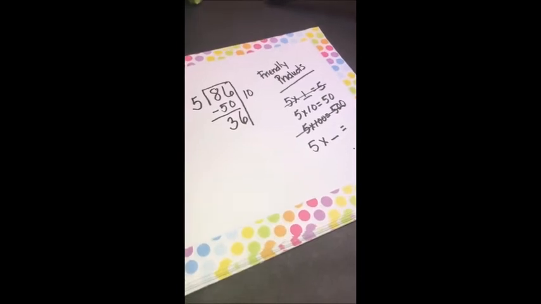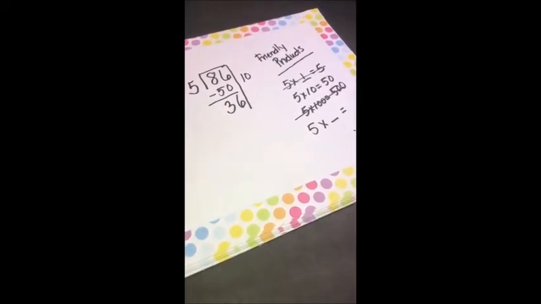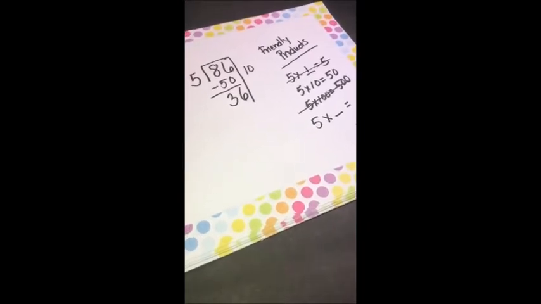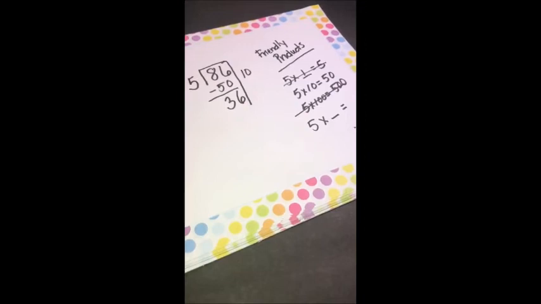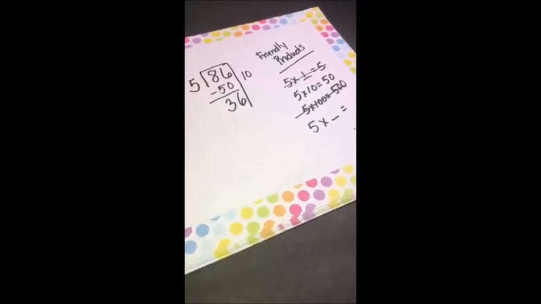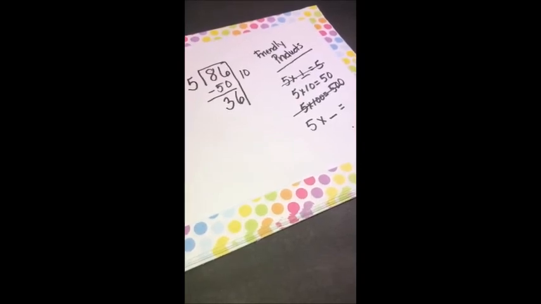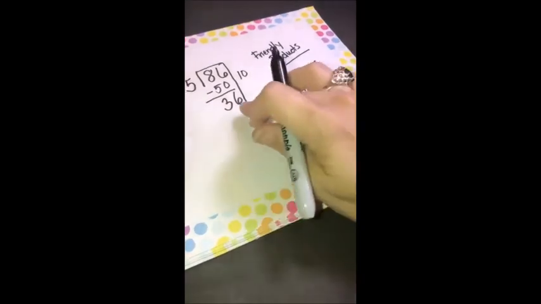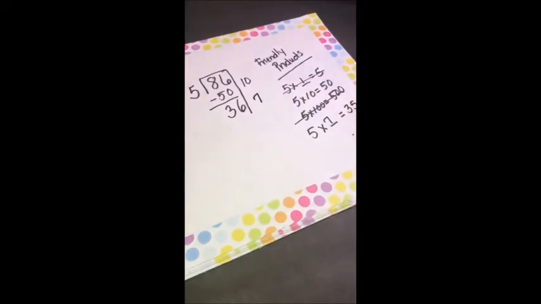Well, 5, 10, 15, 20, 25, 30, 35, 40. 40 would be too many. So 5 times 5 is 25. I could probably do a bigger number than that. 5 times 6 is 30. So 5 times 7 would be 35. So 5 times 7 is 35. That's really close to 36. So I can do 7.